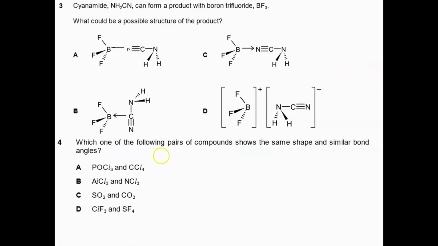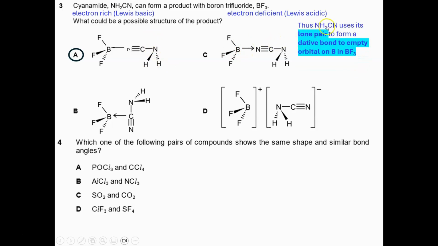Question 3, cyanamide forms a product with BF3. So the answer here is A. To answer this question, we need to find out the properties of these two compounds. So BF3 is a Lewis acid. It is electron deficient because the B only has 6 electrons. It has a vacant orbital to accept a lone pair of electrons. Whereas cyanamide is a Lewis base because it possesses lone pairs on both N atoms that it can donate to a Lewis acid via dative bonding.